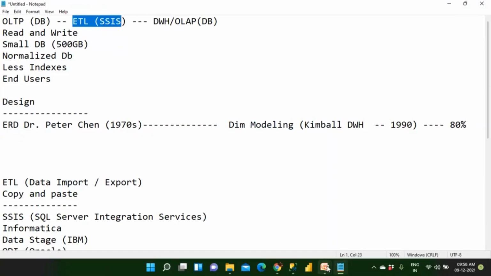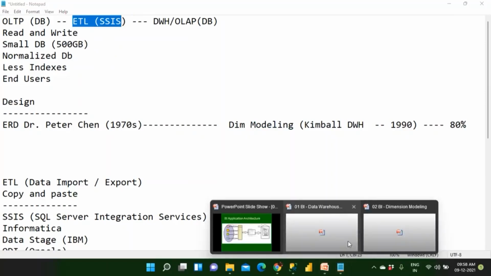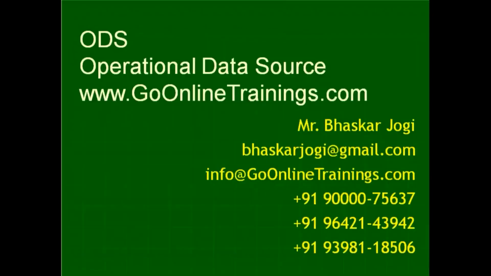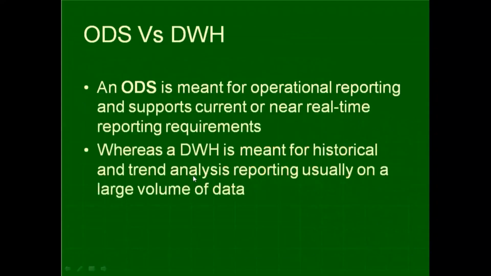Now, let me tell you what is an ODS. ODS means operational data store. Let me give you one beautiful example. But before that, let us understand: an ODS is meant for operational reporting and supports current or near real-time reporting requirements. Whereas a data warehouse is meant for historical and trend analysis reporting, usually on a large volume of data.